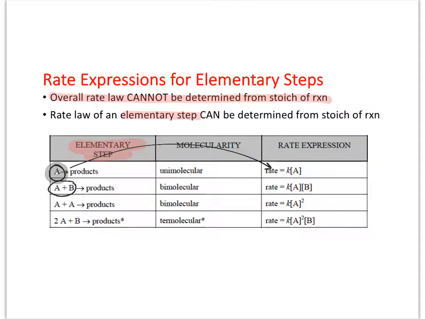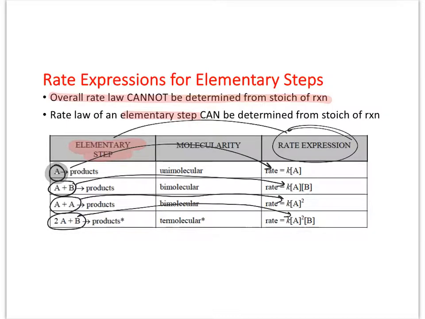This would be a bimolecular step, so it would be first order in A and first order in B for a second order overall. This would be a different bimolecular step, and it would be second order in A. And this would be an example of a termolecular step, and I can write the equation like this. So again, these rate expressions can be written for elementary steps just by using the stoichiometry or the coefficients, but I cannot write a rate law for an overall reaction just by using coefficients. I need experimental data.